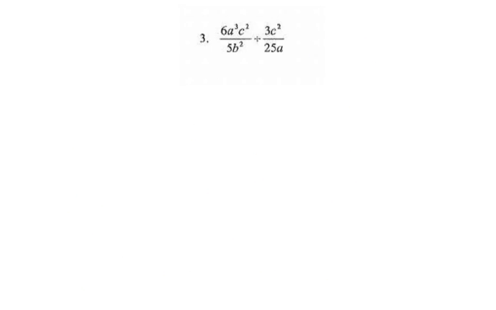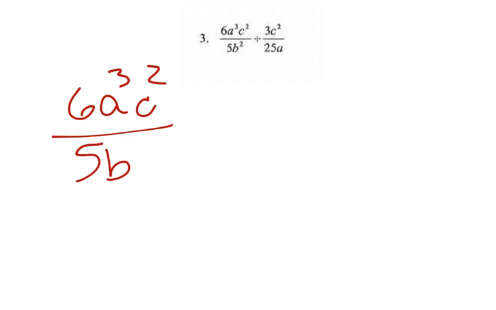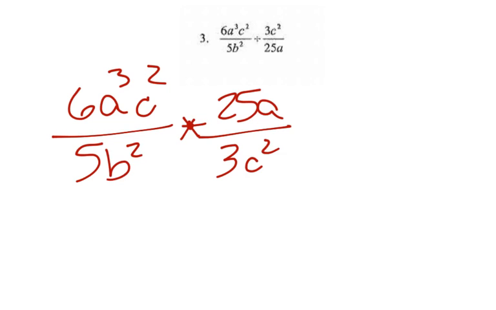So when you don't have the parentheses, I recommend just rewriting the whole thing. 6a to the 3rd c squared over 5b squared times 25a goes on top and 3c squared goes on bottom. So your 5 and your 25, your 3 and your 6. There are no a's on the bottom. Your c squared goes away.